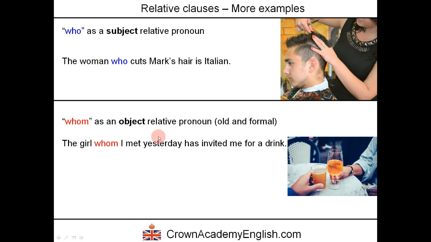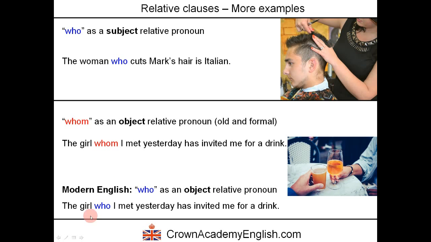But remember, this is only really used in very traditional, formal English. It's not very common in everyday English. In modern English, we prefer who as an object relative pronoun. So we say, the girl who I met yesterday has invited me for a drink. Who, W-H-O. So I hope that is clear for you for relative clauses.